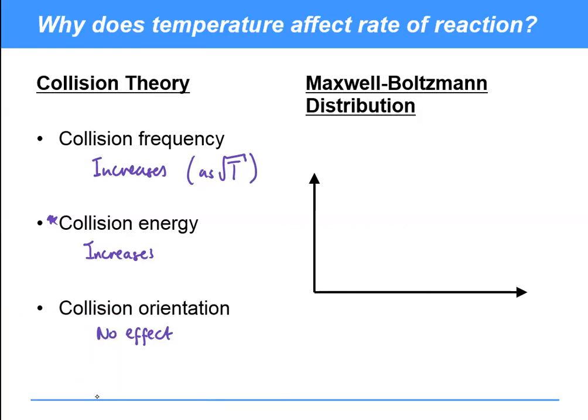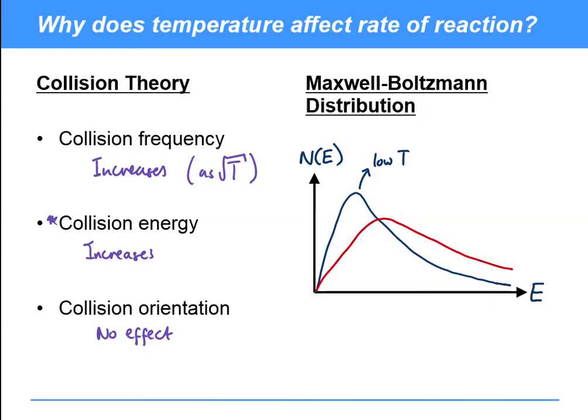Okay, let's think now about the Maxwell-Boltzmann distribution. This is a distribution which shows the energy of the particles and the number of particles with a given energy. It's a frequency distribution. So if we start off at low temperatures, the distribution is going to look something like that. Remember, it's asymptotic to the energy axis. So this would be low temperature, and then high temperature. Essentially, on average, the particles will have more energy, so the peak of this graph is going to shift to the right, but the area under the curve is going to stay constant, so something like that. This is high T.